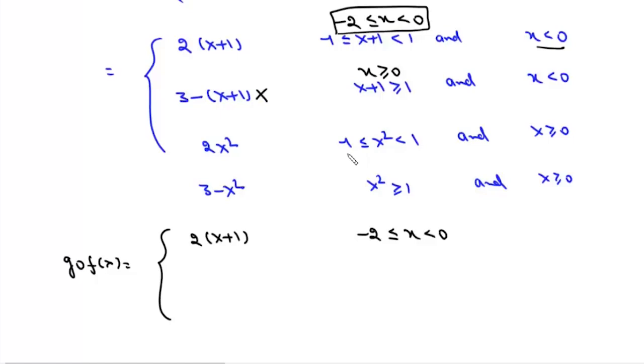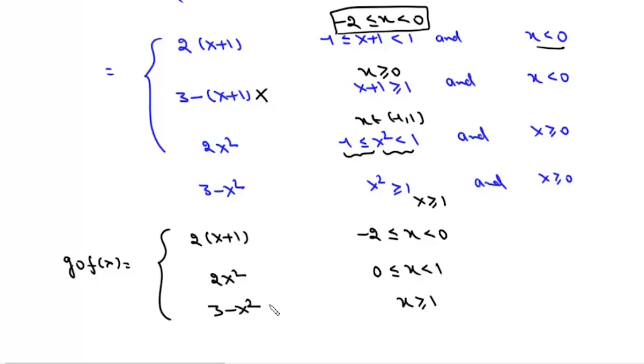Now if you look at this third one, x square is always greater than minus 1, and x square less than 1 means x lies between minus 1 and plus 1, and here x is greater than or equal to 0. So the intersection is x greater than or equal to 0 but less than 1. In this case, the definition is 2x square. And this last one is x square greater than or equal to 1, which means x is greater than or equal to 1, and x is greater than or equal to 0, so x is greater than or equal to 1. Then the definition is 3 minus x square. So this is the definition of g of f(x) using the algebraic method. So this is how we find composite functions from two piecewise defined functions.